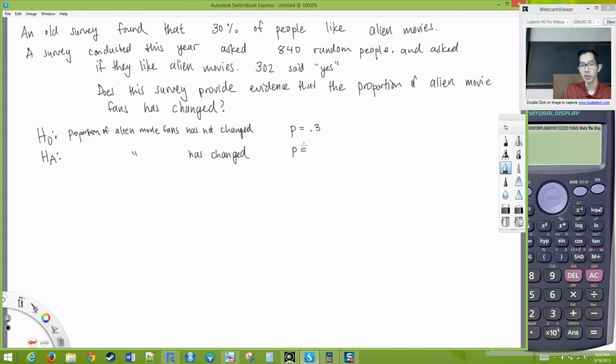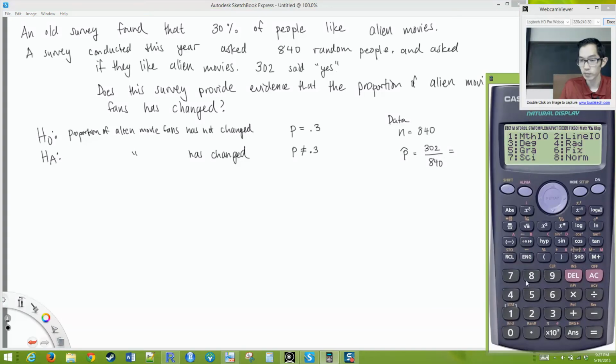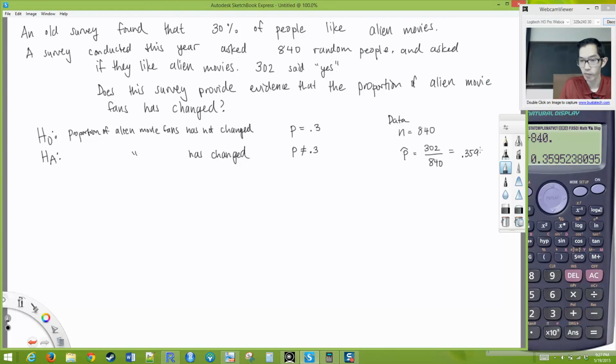Okay, what is my data? What is my sample size? n is 840. What is my p hat? I'm going to have to do 302 divided by 840. So I get p hat equal to 0.3595. So that's my p hat. Now we want to get our p-value so we can make a conclusion, right? So we're going to find the p-value.